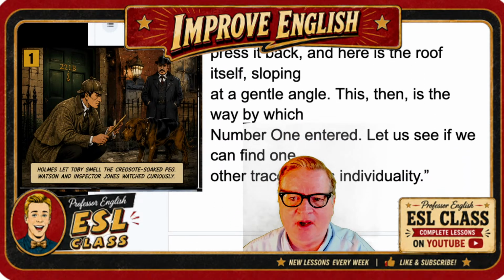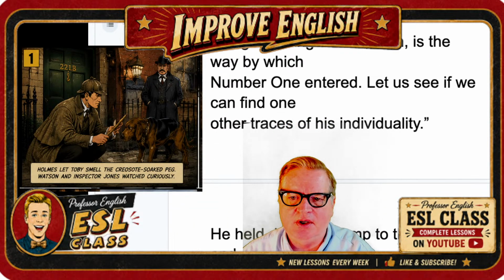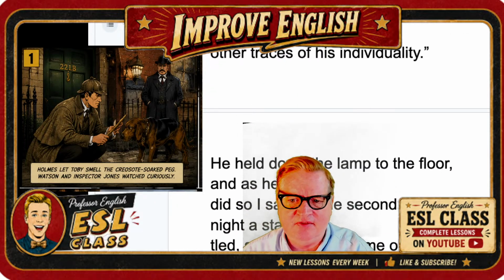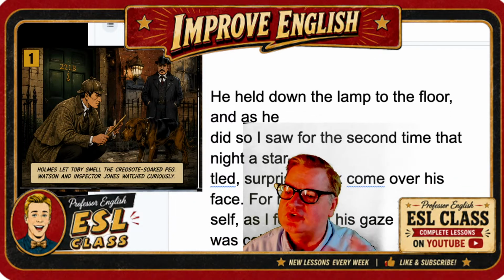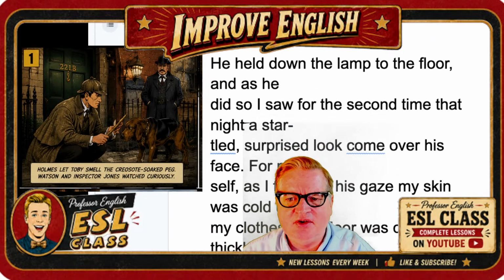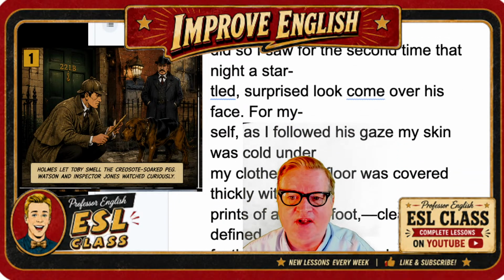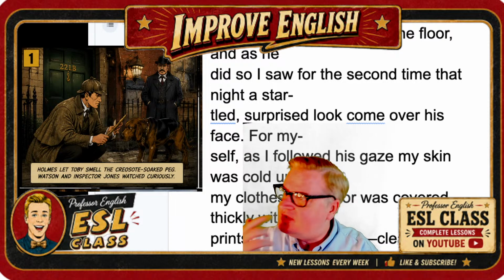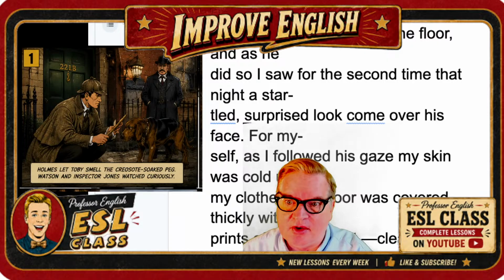"This, then, is the way by which number 1 entered. Let us see if we can find one other traces of his individuality." So he's saying, let's see if we can find out something else unique about him. He held down the lamp to the floor, and as he did so, I saw for the second time that night a startled, surprised look come over his face. So he's saying, startled means like this, like surprised, almost scared, maybe.